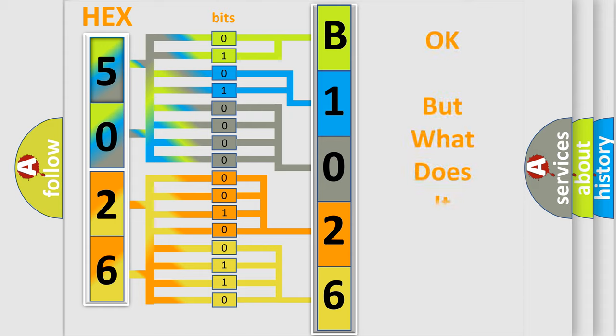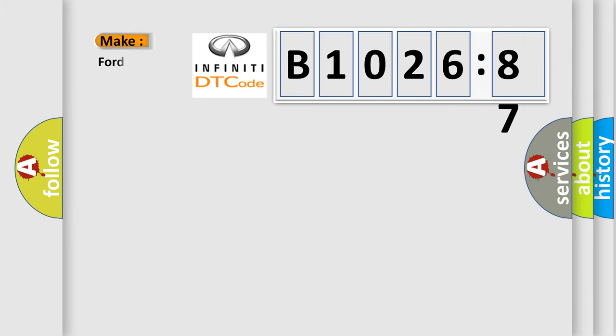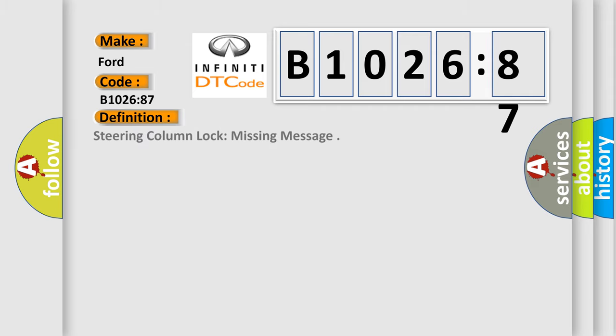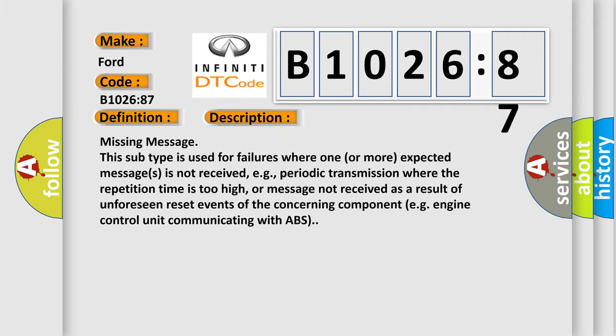The number itself does not make sense to us if we cannot assign information to what it actually expresses. So, what does the diagnostic trouble code B1026-87 interpret specifically for Infiniti car manufacturers? The basic definition is steering column lock missing message. And now this is a short description of this DTC code.